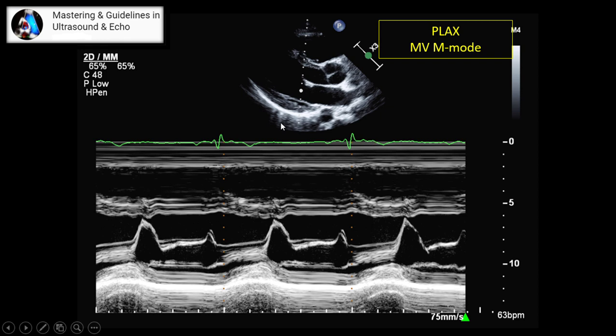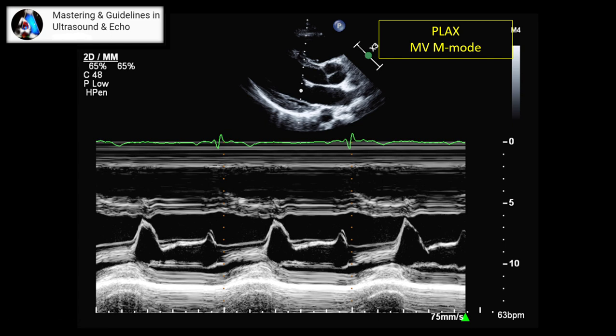After left ventricular M mode, we do M mode on the mitral valve. We put our cursor at the tip of both leaflets, in a way that our cursor direction should be almost parallel to the direction of movement of the anterior mitral valve leaflet. If it's not, our measurement again will not be very accurate.